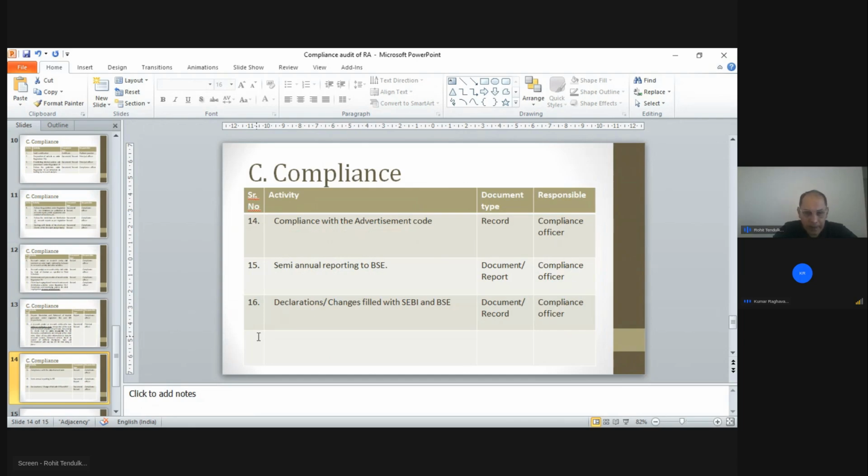Semi-annual reporting to Bombay Stock Exchange. Now, previously there used to be quarterly filing of return, but in October 2024, SEBI has come out with a circular that the reporting must be semi-annual. So the next semi-annual reporting is 30th of April for the last 6 months, that is from October, November, December, January, February, March. These 6 months must be reported to BSE. The responsibility is of the compliance officer or the principal officer also.